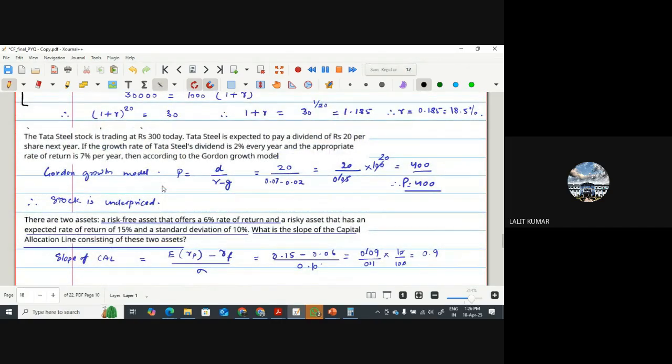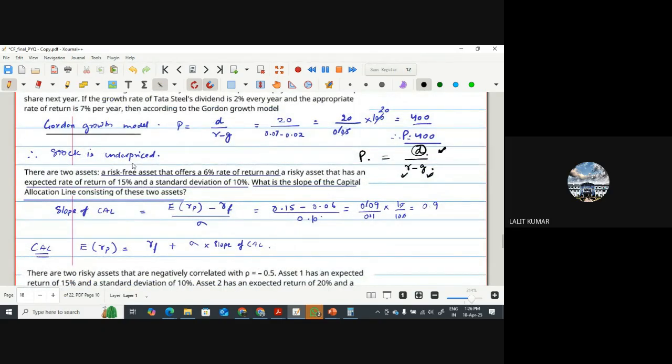Then they have asked a question on the Gordon growth model. The Gordon growth model means that we can find the price of an asset by the formula: dividend divided by rate minus growth. How much dividend he is paying, what is the risk-free rate, and what is the growth. So this will be the price. Gordon.